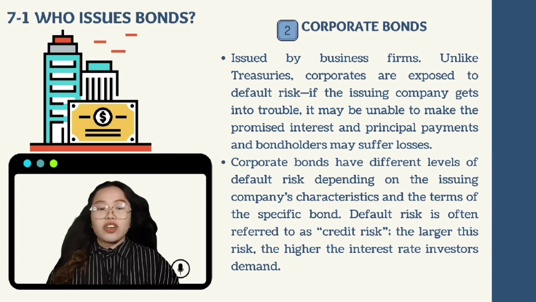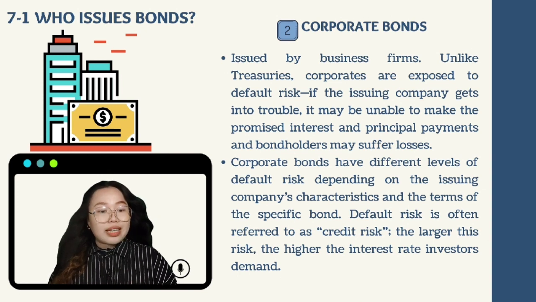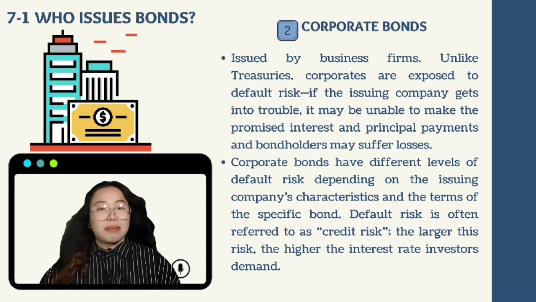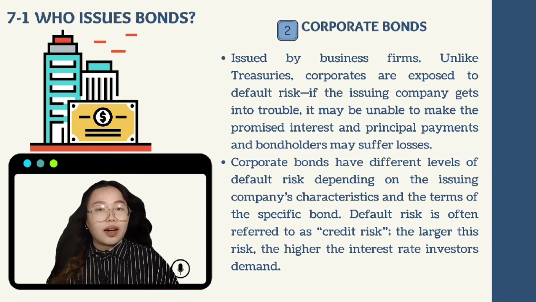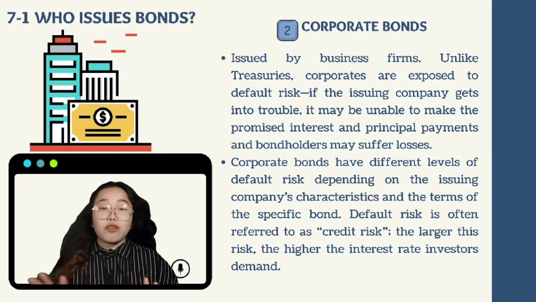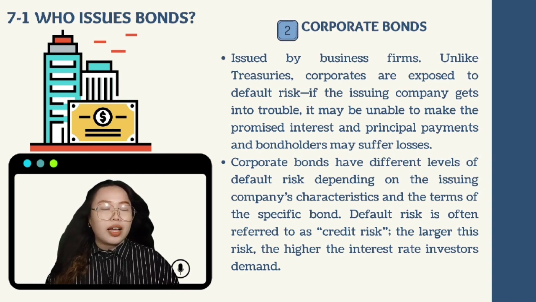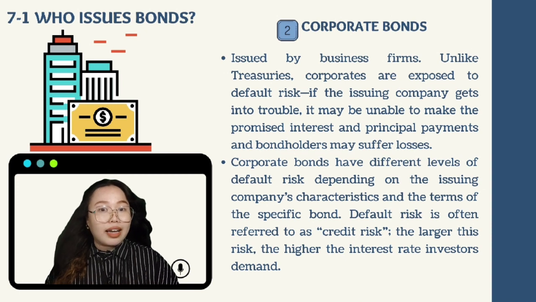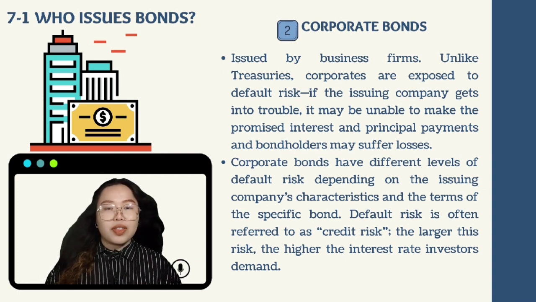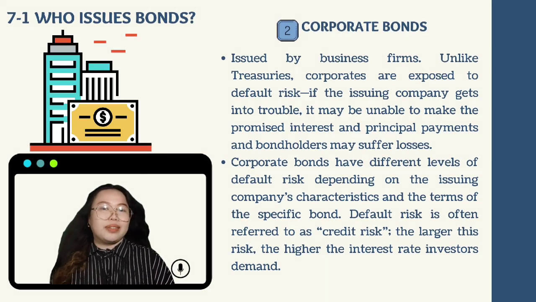The default risk is often referred to as credit risk. The higher or larger this risk, the higher the interest rate investors demand. Basically, corporate bonds are from private businesses or business firms. They may be small or big ones. They have a default risk because there is a risk for the investors. So the higher the risk of that bond, the higher the interest the investor wants from the specific company or corporation.